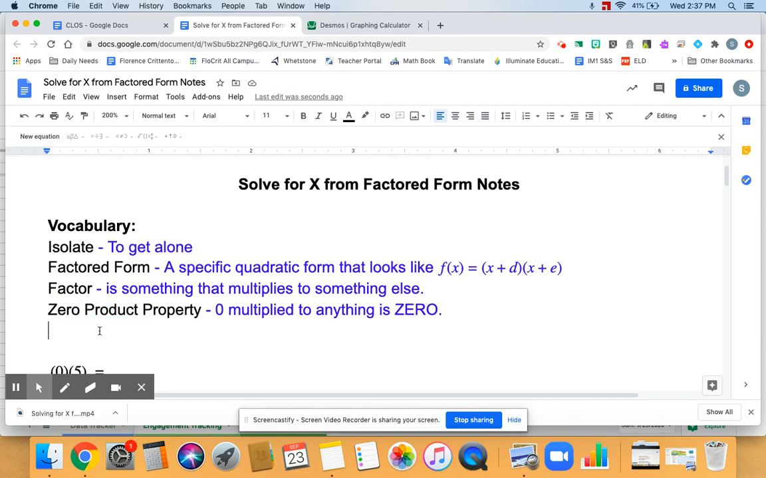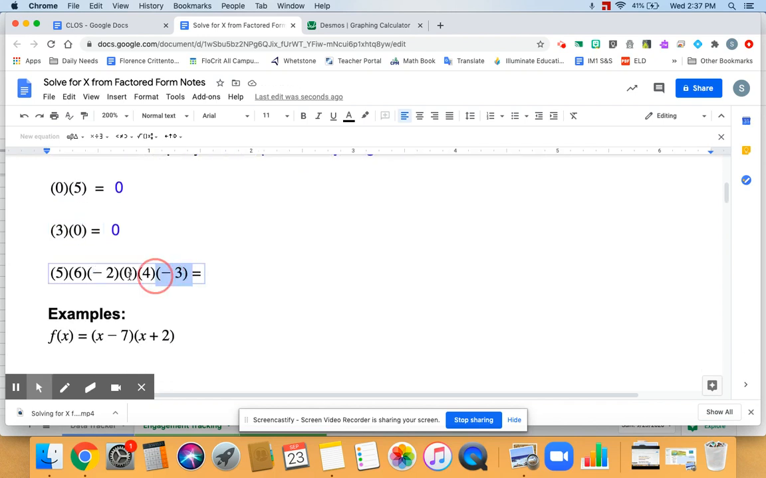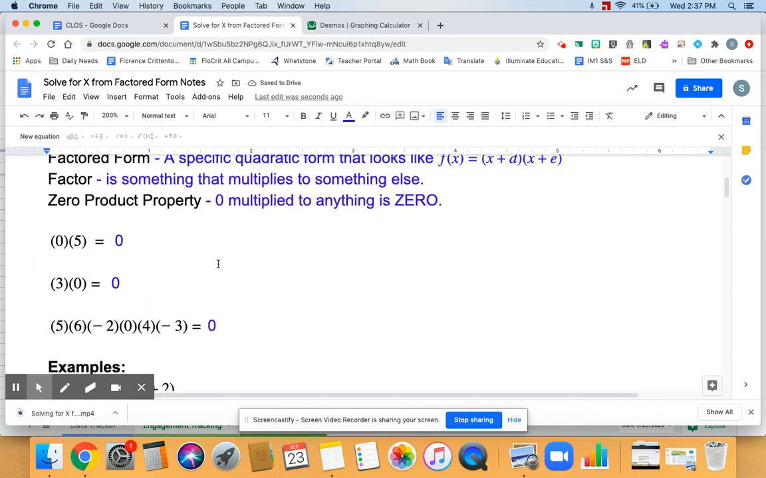And that's important. So, for example, if I have 5 times 0, 5 times 0 is 0 because of the zero product property. Same thing if I do 3 times 0. 3 times 0 is also 0. It doesn't matter if 0 comes first or second. Anything times 0 is 0. So much so that even if I have all of this being multiplied together, 5 times 6 is 30, times negative 2 is negative 60, times 0 is 0, times 4 is still 0, times negative 3 is still 0. Because anything times 0 is 0. And that's the zero product property.